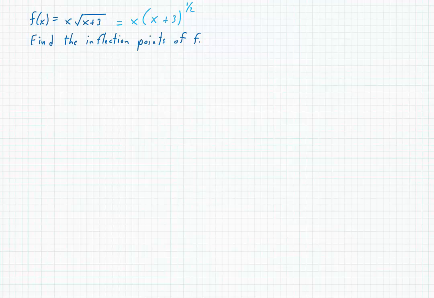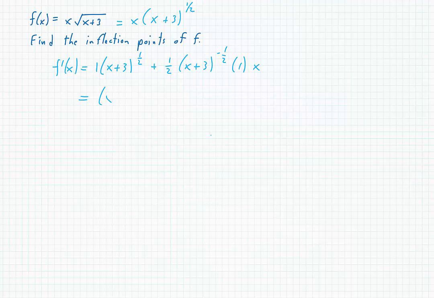And in the process of using the product rule, when I take the derivative of the second factor, (x plus 3) to the 1/2, I'm going to need the chain rule. So, first derivative, f prime of x, is going to be equal to 1 times (x plus 3) to the 1/2 plus 1/2 (x plus 3) to the negative 1/2 times 1 times x, where the 1/2 times (x plus 3) to the negative 1/2 times 1 is the chain rule on (x plus 3) to the 1/2, and the x at the end here is the x that we didn't change from before.